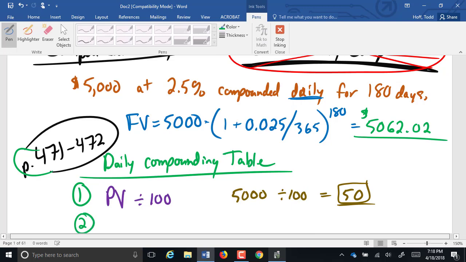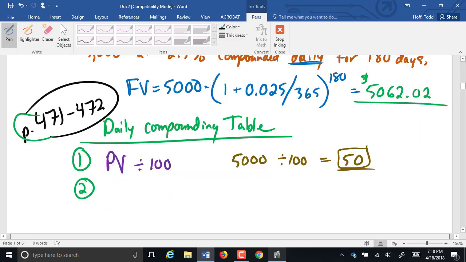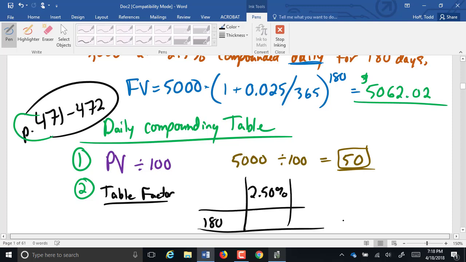Step 2, we find the table factor. So the table factor, we use the 2.5% and the 180 days. We combine those to get what? We get a factor of 1.240465.